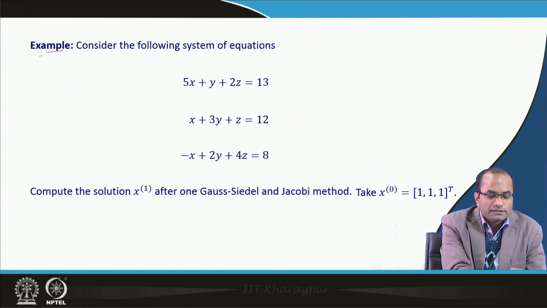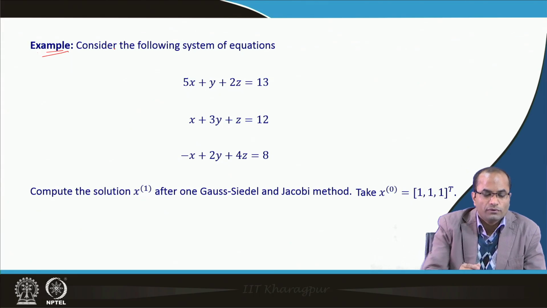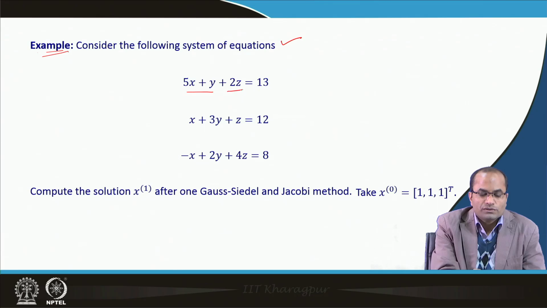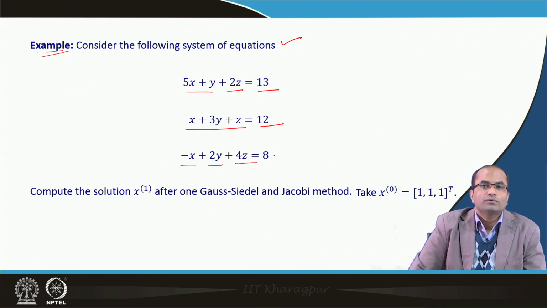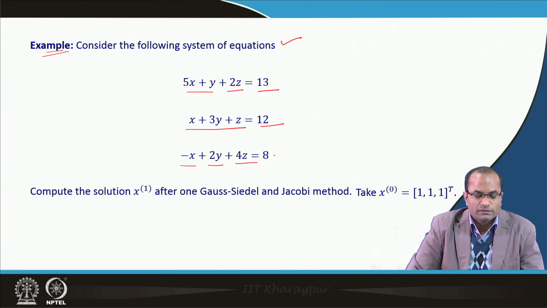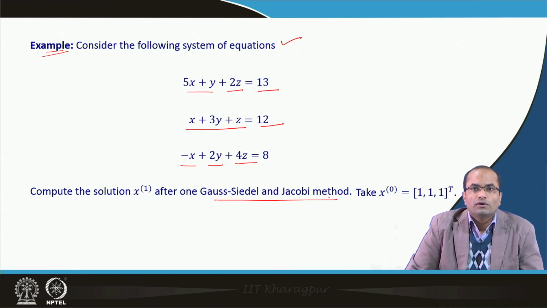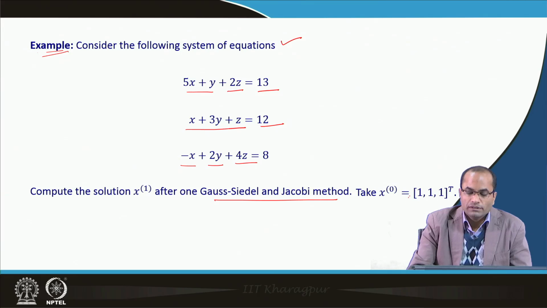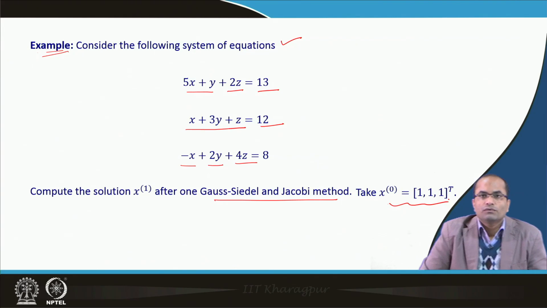So, if we take this example now, we consider the following system of equations: 5x plus y plus 2z is equal to 13, x plus 3y plus z is equal to 12, and minus x plus 2y plus 4z is equal to 8. We want to compute just the first iteration using Gauss-Seidel and the Jacobi method. What would be the approximation of the Jacobi and the Gauss-Seidel method after one iteration, if we start with the initial guess 1, 1, 1?